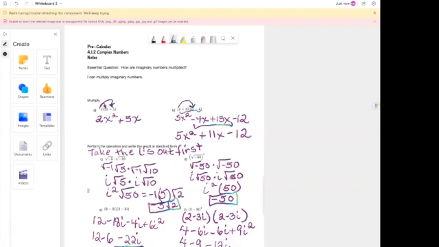So now you should be prepared to work on the Delta Math assignment. Please make sure that you complete your scratch work and take a picture and upload it to the assignment to receive full credit.